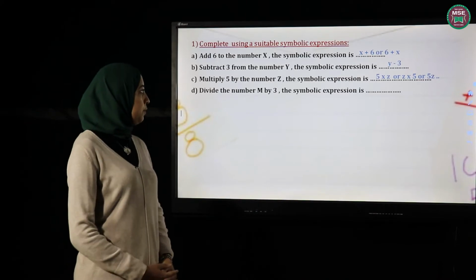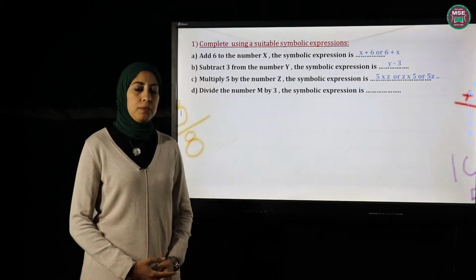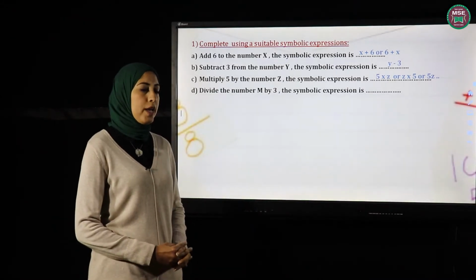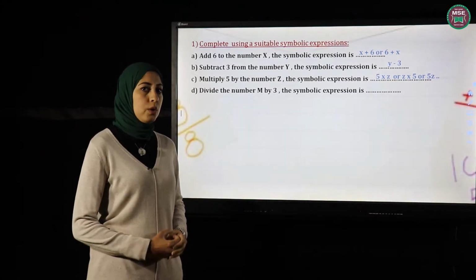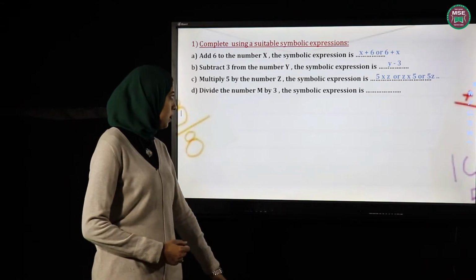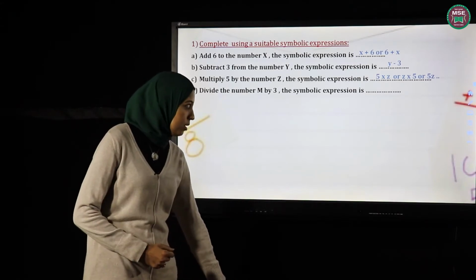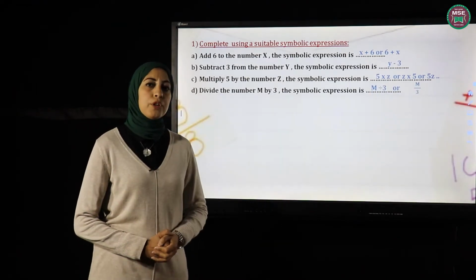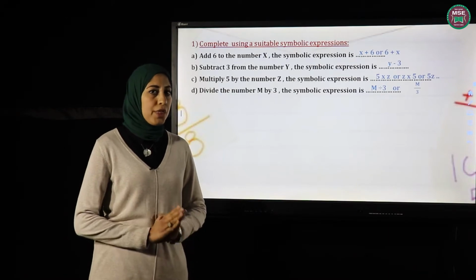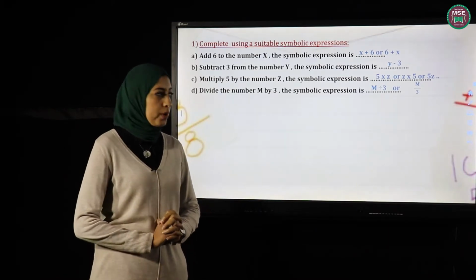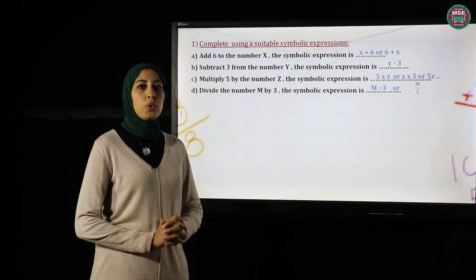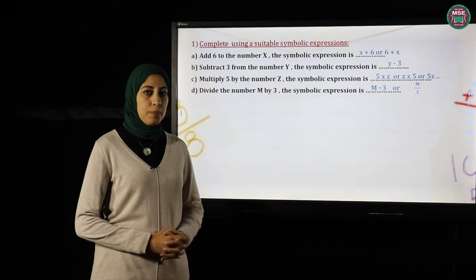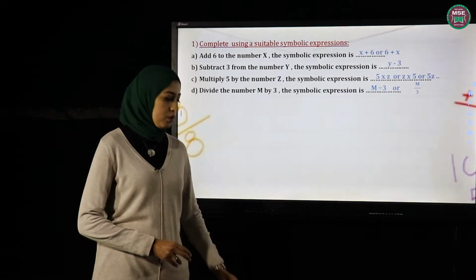Number D, divide the number m by 3. Divide m by 3. In division, I have only one answer. Like the subtraction, I only have to write the answer one time. Divide the number m by 3 means m divided by 3 or m over 3. But I can't write it 3 divided by m. It's wrong. Okay? m divided by 3 or m over 3, because we know that the fraction is a shape of division.